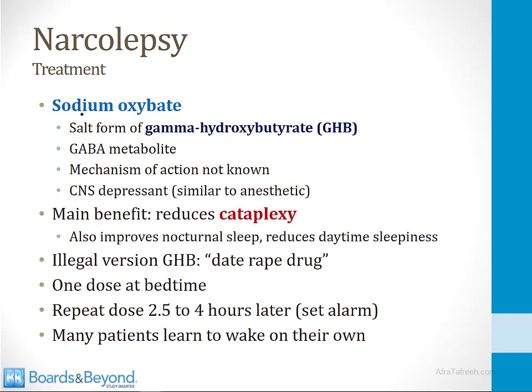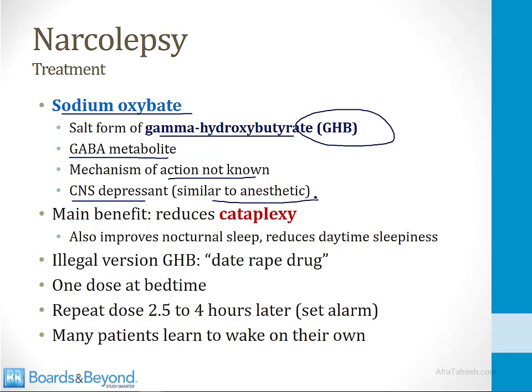The last treatment we'll talk about is a drug called sodium oxybate. Sodium oxybate is the salt of a substance called gamma hydroxybutyrate, or GHB. GHB is a GABA metabolite. Its mechanism of action is not known, but it is a CNS depressant. You can think of it as similar to an anesthetic. The biggest benefit of this drug is that it reduces episodes of cataplexy, but it also improves nighttime sleep and daytime sleepiness. So this affects all the elements of narcolepsy for patients with this disorder.